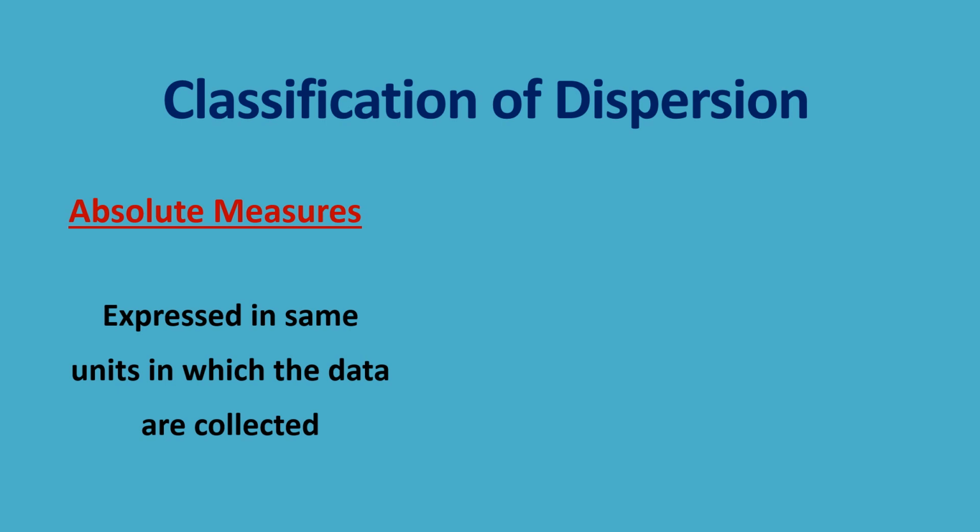In order to make them comparable, a measure of relative dispersion is needed, obtained by dividing the absolute measure of dispersion by a measure of central tendency like mean, median or mode. So, relative measures are also important.